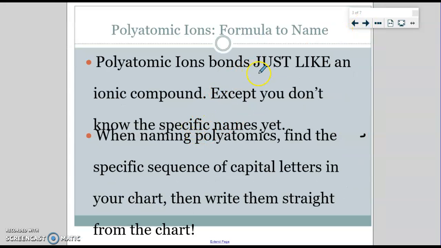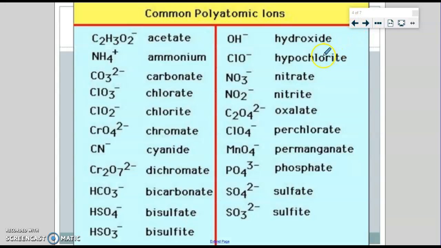All right, so polyatomic ions bond just like any other ionic compound, except you don't know their specific names yet because I haven't given you the list. So when naming polyatomic ions, you're going to find the specific sequence of capital letters in your chart. There's actually several. Then you write the name straight from the chart as we start to name these things.